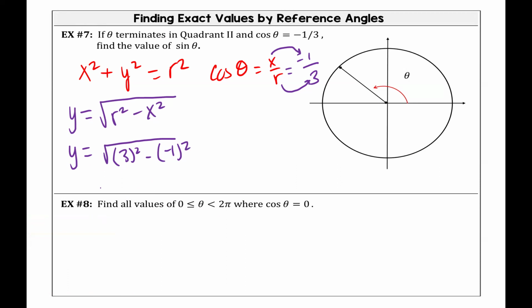So it's a strange situation. So y equals the square root of 9 minus 1, which equals the square root of 8, which equals 2 square root of 2. Why does the square root of 8 equal 2 square root of 2? Those are the prime factors of it. There we go.